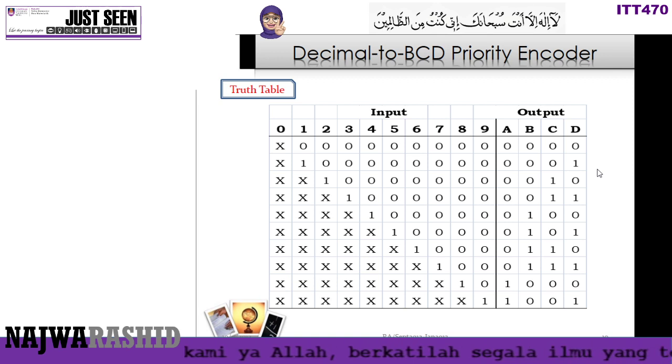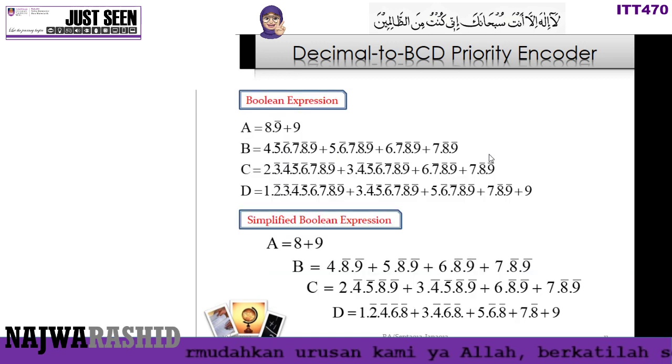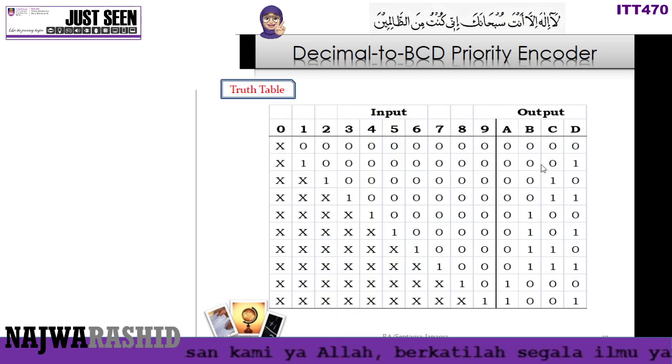The difference between the simple encoder and the priority encoder is that under the priority encoder we have the don't care term. X is referred to as the don't care term. So 0 will be don't care. Everything is don't care, so the output will be 0. For number 1, let's say number 1 is pressed, the output will be 0, 0, 1, and it follows until number 9.